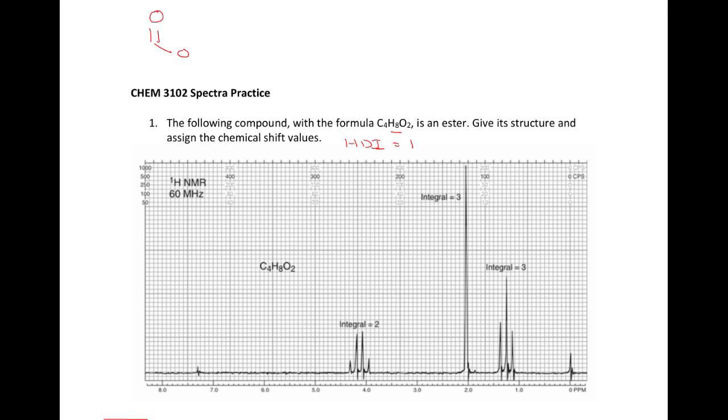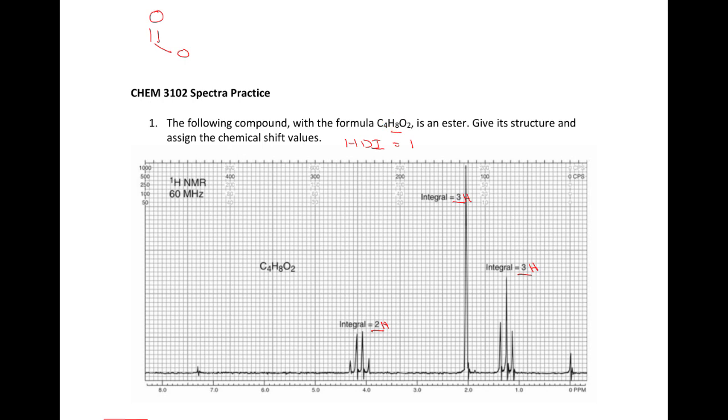The next thing I would notice is that the integrals, or the integration, are given for us in this problem. So it says 2 here, 3 here, and 3 here. And we don't have to do a whole lot of number wizardry, so to speak. We can see that we have 2 protons here, 3 protons here, and 3 protons here. How did I know that? Because if I add 2 plus 3 plus 3, I get the number 8. So I don't have to do anything special with the integration.